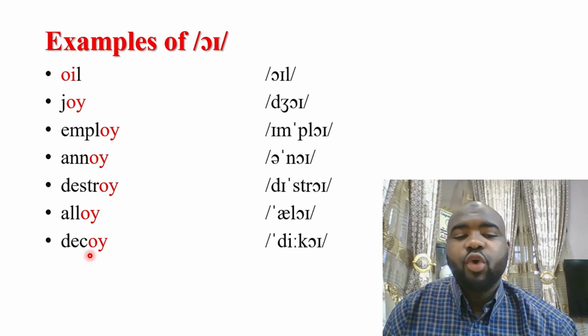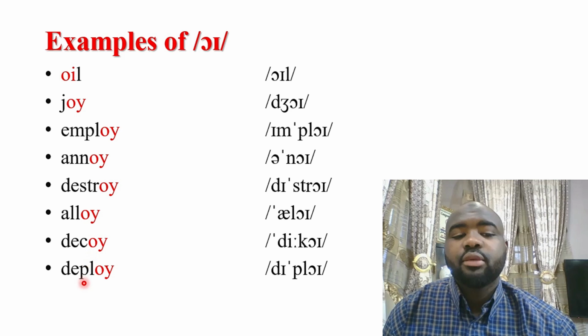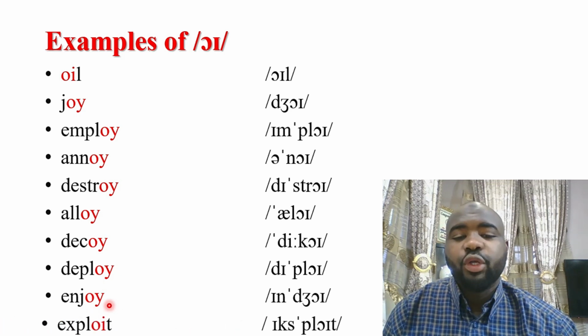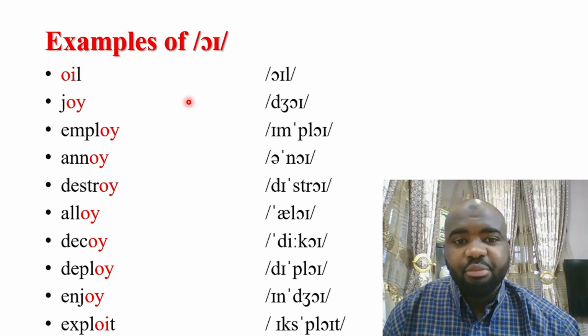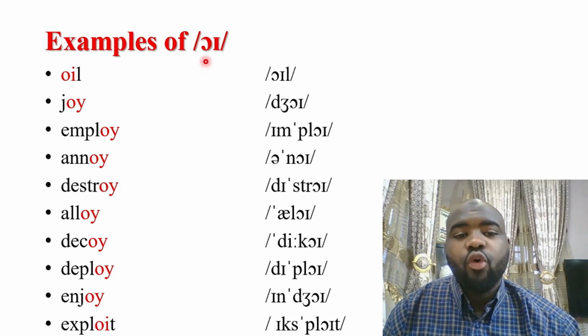Decoy, deploy, enjoy, exploit. These are some of the examples of the vowel diphthong O, E, oi sound: oil, joy, employ, annoy, destroy, alloy, decoy, deploy, enjoy, exploit. Let's move on to the next category.